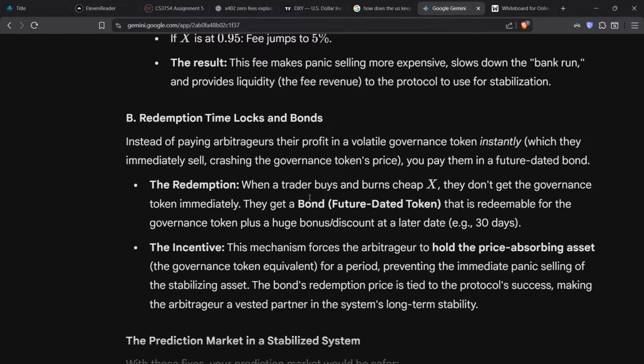You pay them in a future-dated bond. When a trader buys and burns cheap X, they don't get the governance token, they get that bond, a future-dated token that is redeemable for the governance token plus a huge bonus at a later date. Okay.